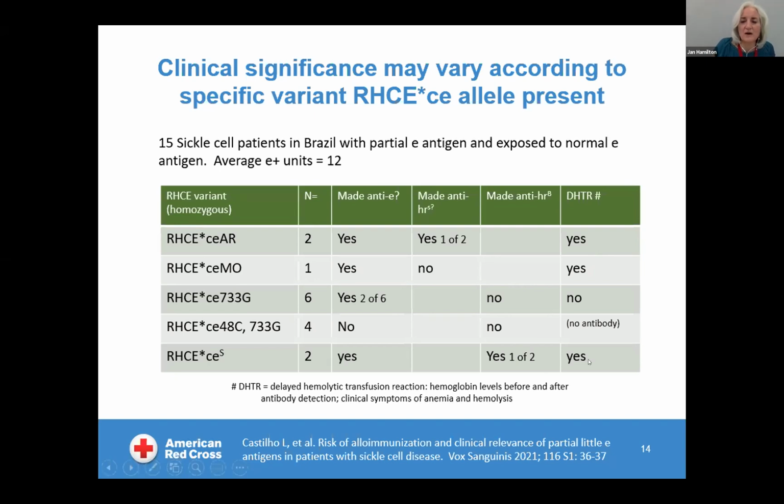And it was only one of the antibodies in this HR little CES patient that was associated with a delayed transfusion reaction. So these alleles here with the 733G mutation, sometimes in conjunction with some other mutations, these seem to be the ones where the patient may not always make the anti-little e or the HRB that would potentially be expected. And even when they do, the red cells appear to have, in this limited series, normal survival.